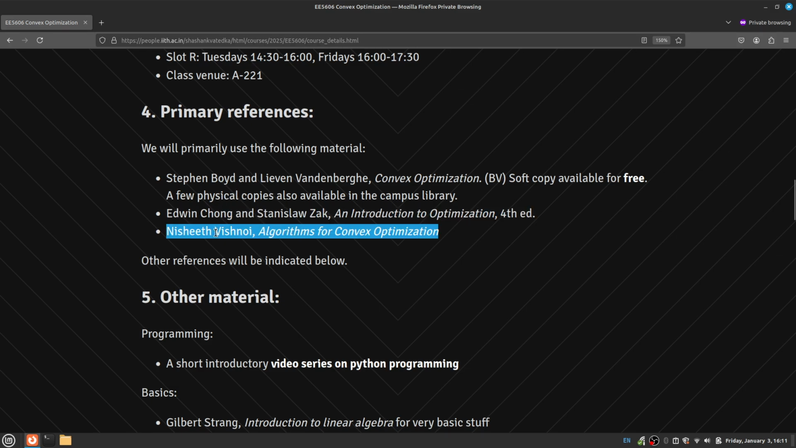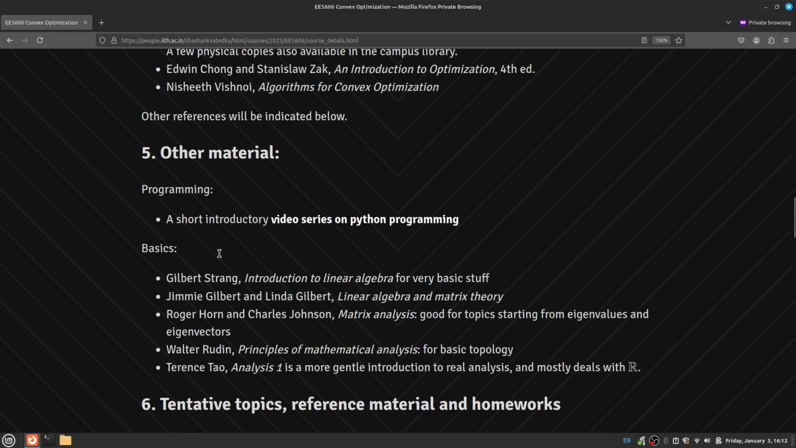The third reference is a more advanced book. It's called Algorithms for Convex Optimization and covers a lot of the latest algorithms that have been developed for optimization itself. I'll let you know which sections and which references to go through as and when we cover those particular topics. And as I said, I'll need a background in Python programming.